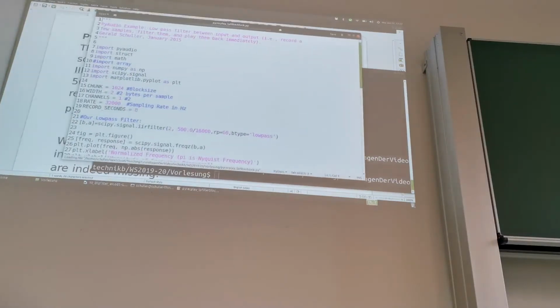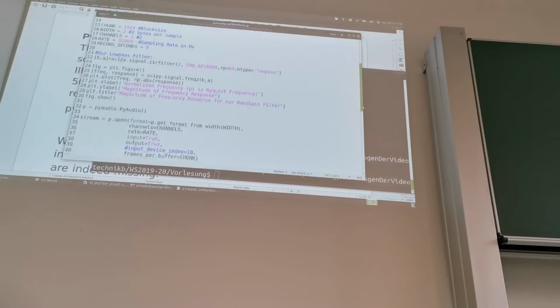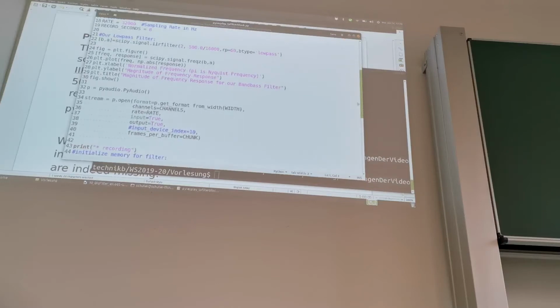So here you can see this program, and you can see here is setting up the libraries. Here are the constants for the sound card, and here is the IIR filter. This is exactly the filter that we just designed. Right? This IIR filter, 2 coefficients, cutoff frequency 500 Hz, sampling frequency 32,000 Hz, 60 dB stop attenuation as a wish, and a low pass. And you can see we plot the resulting frequency response again.